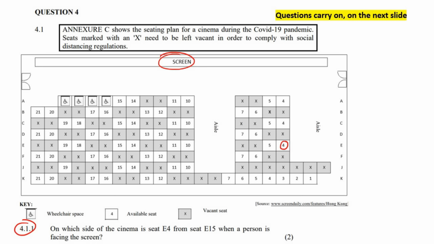From seat E15, when a person is facing the screen, both of the people are facing the screen. On which side of the cinema is seat E4 from E15? So we're standing at E15, then which side of the cinema is E4? It's on the right-hand side. So we can say on the right.